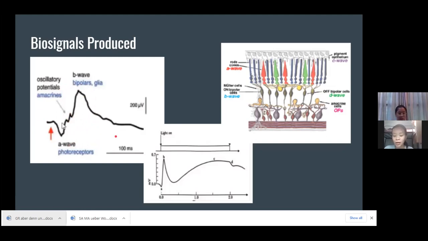Yeah, and this one, the picture in the middle, is also an example of the response of the retina when the light is turned on. The A wave you can see is in front; it is in negative amplitude, and there is the B wave and the C and D waves. Next.